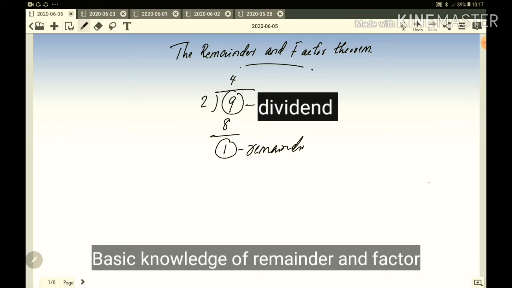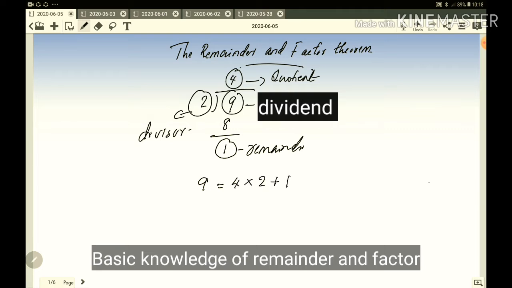Then this 4 is known as the quotient, and this 2 is known as the divisor. So the dividend 9, we can write as quotient 4 times divisor 2, plus the remainder. You studied this in junior grade, but I just want to give you an idea of remainder and factor before I move to the theorems. Okay, now coming to factor.